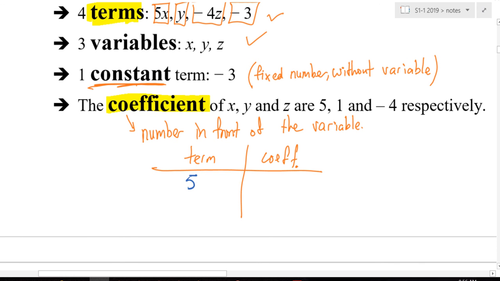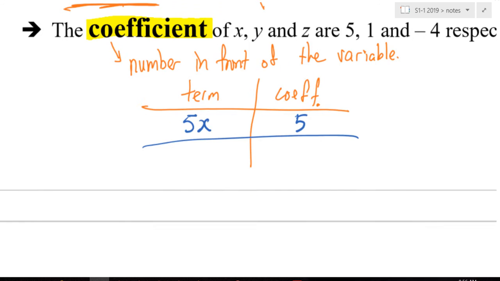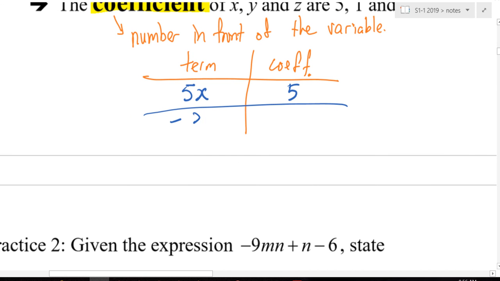Okay, let's try example first one. 5x, what is the coefficient? 5. Who doesn't follow? Okay, no x. Coefficient means the number in front of the variable. Again, coefficient means the number in front of the variable. So variable is x. So what's the number in front? 5, like that. So let's try a few. Let's say I have negative 2y. What is the coefficient? Wrong. Negative 2. Can follow? Easy, right? That's very easy, right?